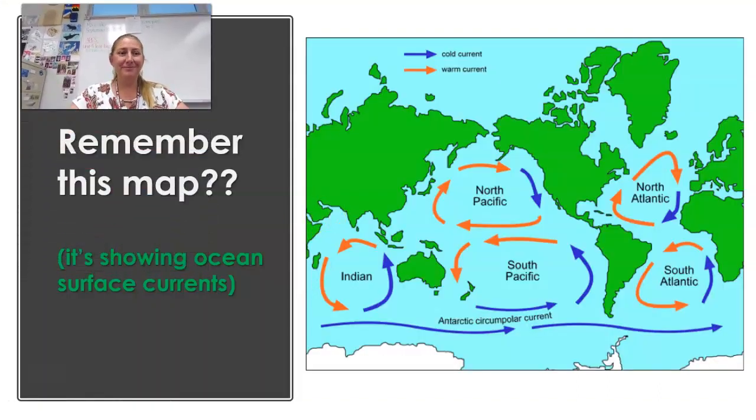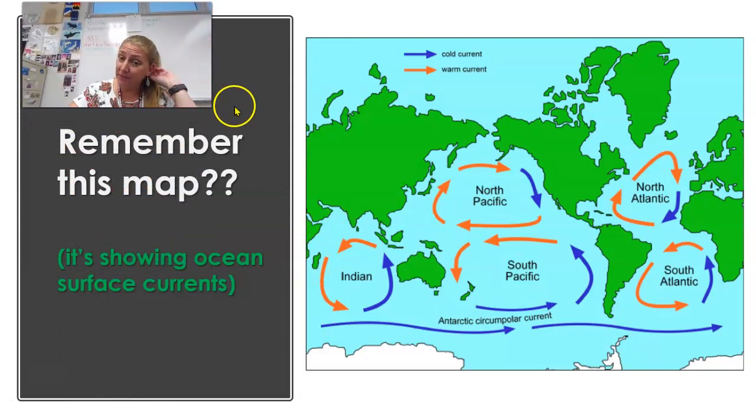First question, do you remember this map that I had shown you previously? What we're looking at here are the major gyres of the world, showing surface currents in the ocean. Each gyre is comprised of a few different ocean surface currents. This particular map is showing 3 or 4 currents per gyre.